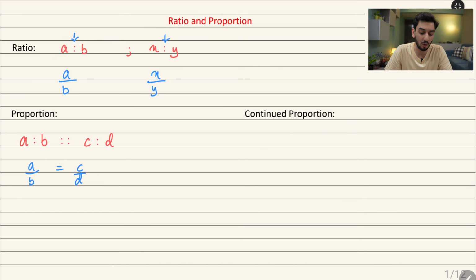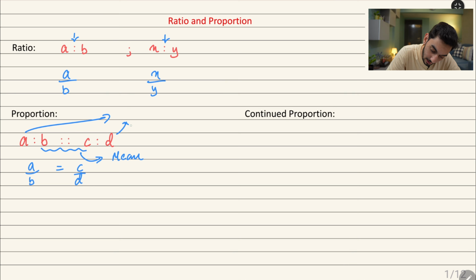Okay. Now if I look over here very closely, A is at the leftmost extreme and D is at the rightmost extreme. Since they are at the extremes, we call them the extremes. So A and D are basically the extremes, and B and C are the middle things, so you call them the means. Okay, so B and C are basically the means and A and D are the extremes.